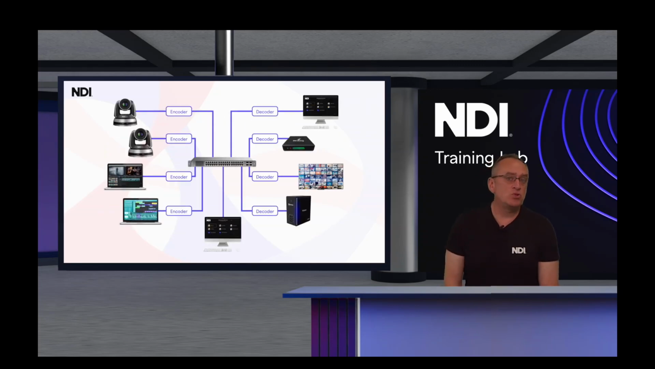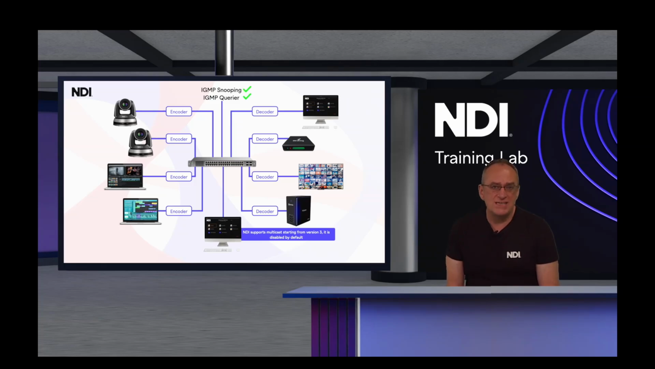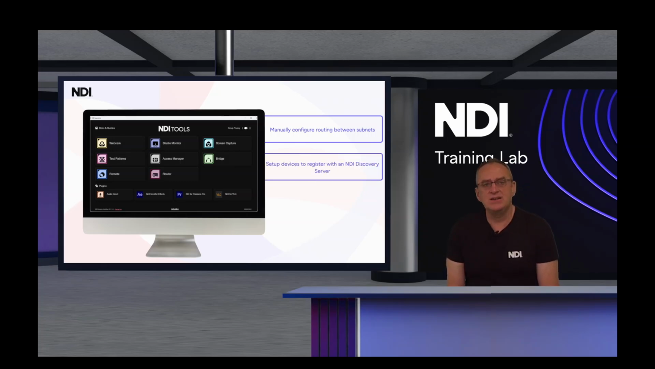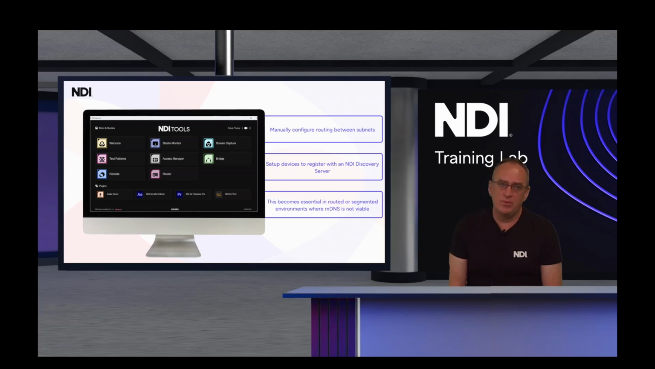Although NDI supports multicast starting from version 3, it is disabled by default. IGMP snooping and querier configurations are only relevant when multicast is explicitly enabled, and that's covered in a dedicated chapter of the course. Advanced users also extensively use tools such as NDI Access Manager to manually configure routing between subnets or set up devices to register with an NDI discovery server. And this all becomes essential in routed or segmented environments where mDNS is not viable.